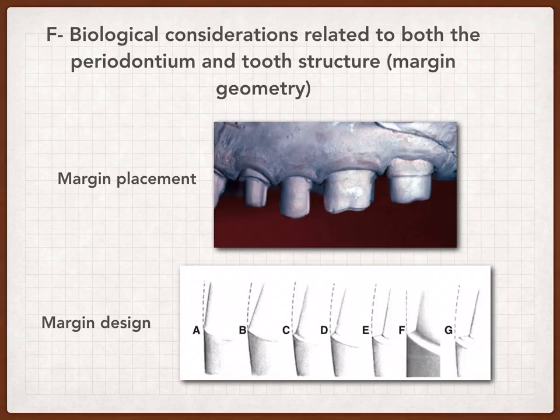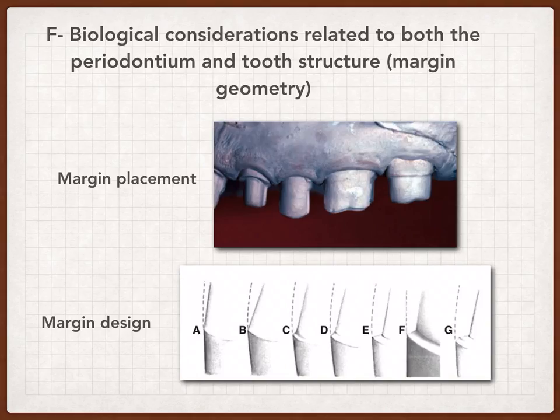Also, it should be away from the occlusal contacts by 1 to 1.5 millimeters at least, and that is the case in the partial coverage restorations, where the margin is placed axially and occlusally. The other part of the margin geometry is the margin design.